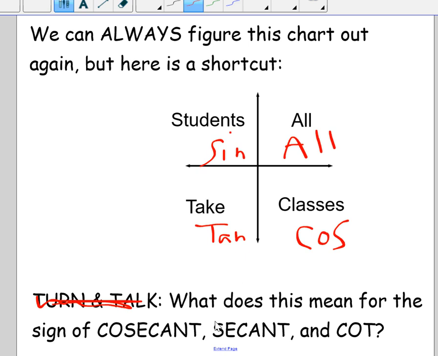They will always match the sign of their reciprocal. When you flip a fraction upside down, it doesn't change the sign at all. So if sine is positive, cosecant is positive. If sine is negative, cosecant is negative. If cosine is positive, then secant is positive. If cosine is negative, then secant is negative, and so on.